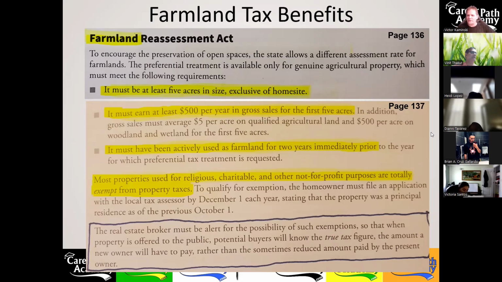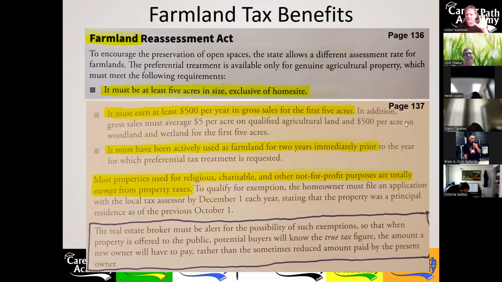in order to be considered genuine farmland, how much land do you need to have? Still got it on screen in front of you. At least 5 acres. At least 5 acres exclusive to the home site. So not counting the land that the house is sitting on. You have to have 5 acres other than the land that the house is sitting on. So you need 5.5 acres. Half an acre for the house and 5 acres for land.